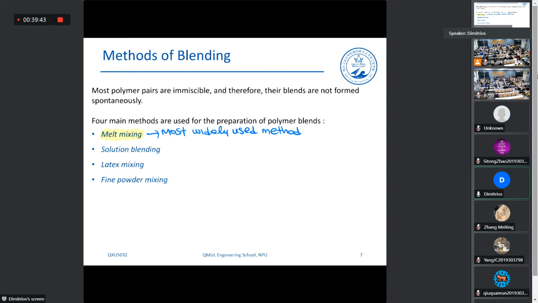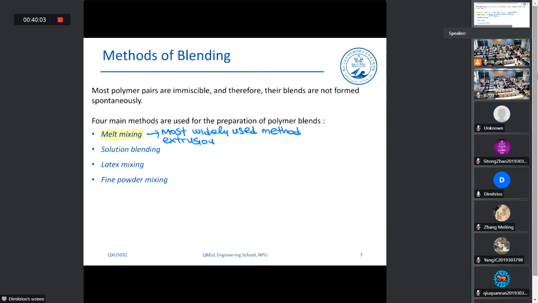And as I said, we increase the temperature of the two polymers or the three polymers, however we want, above their melting points, okay? And then we mix them in an extruder, okay? The equipment is called an extruder. The process is called extrusion.